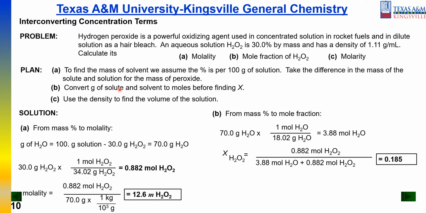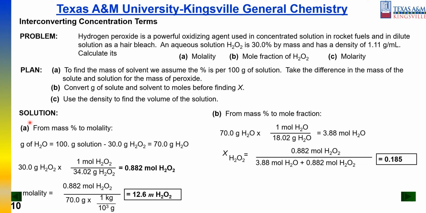And then if you have your solute, hydrogen peroxide, you convert the mass into moles. Similarly for the solvent, you can calculate the moles. And then you determine the mole fraction. For your molarity, you do need the volume of solution. You use the mass, which you assume is 100 grams, divided by the density. Again, don't forget to convert milliliters to liters.